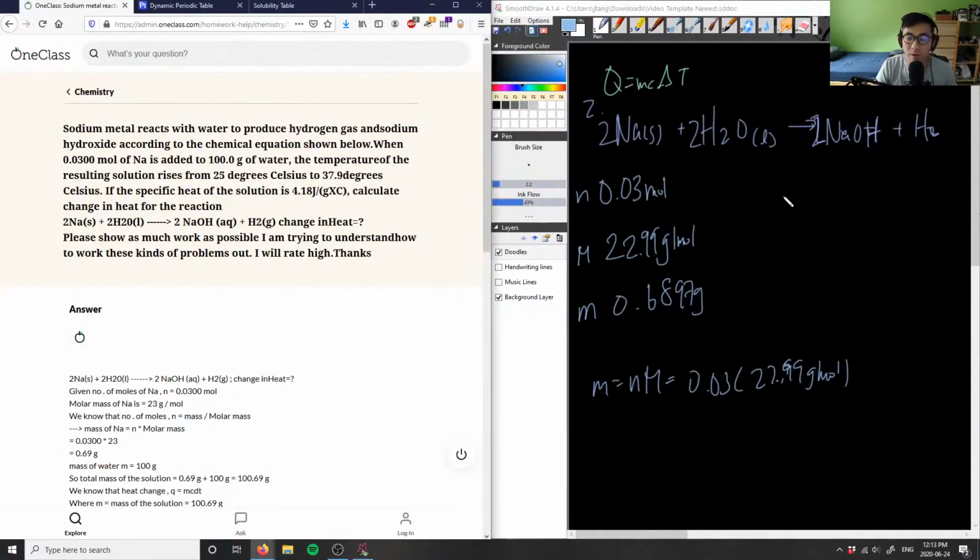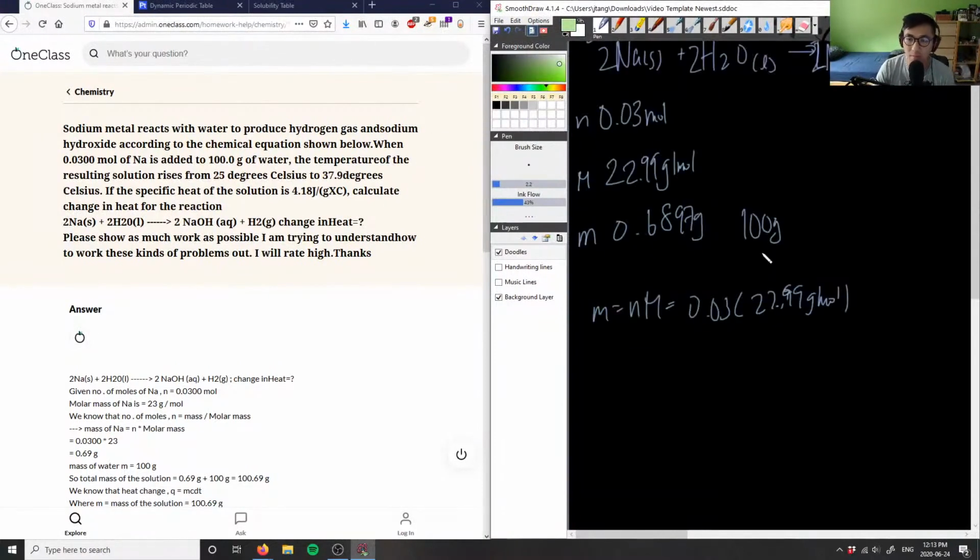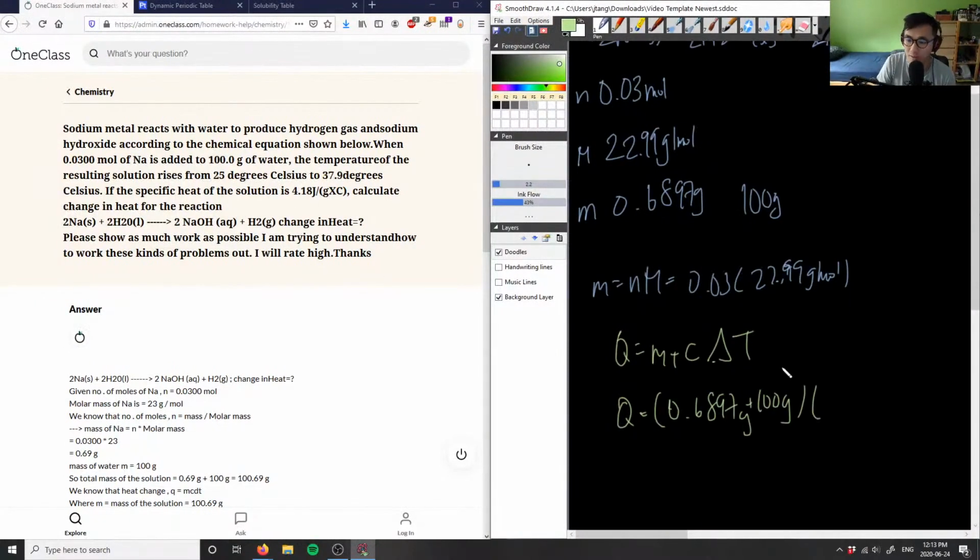And now we have 100 grams for water, right? So what we can do now is look at both our masses here and add these masses together to give us our total mass for Q equals mc delta T, and then we can solve the solution here. So we have Q equals the total mass times c times delta T. So Q equals 0.6897 plus 100 grams times the specific heat capacity of the solution, which is 4.18 joules per gram degree Celsius.